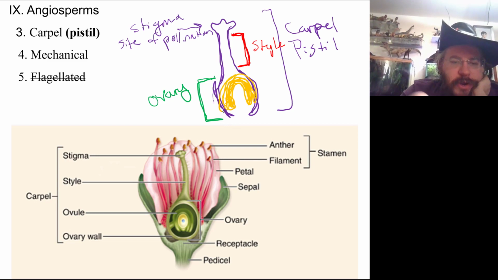That is a terrible drawing. Whatever. The ovule.